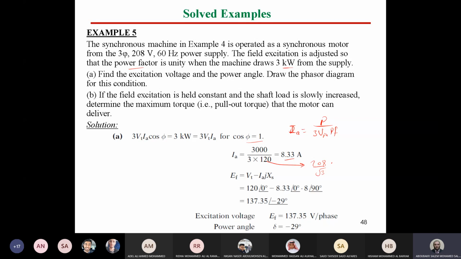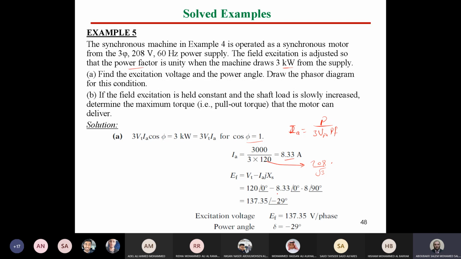So the angle delta will be plus if the machine is working as a generator, and it will be minus if the machine is working in motoring mode. So here the machine is working in motoring mode, for that delta is negative.